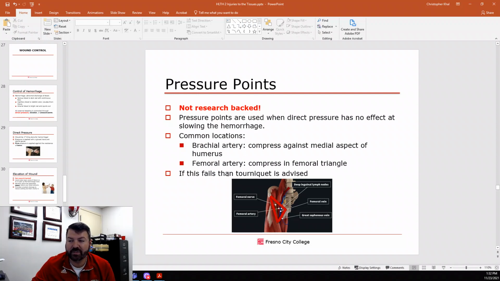The common locations they'll use are the brachial artery, against the humerus, and then the femoral artery, which is in the femoral triangle right up in here in the hip. The brachial one is right in here. You put a lot of pressure right on the inside, but really, it doesn't do a lot. And they always say, well, if that fails, then use a tourniquet. Well, if you have enough pressure on a cut here that's not doing anything, just throw a tourniquet on. You're just going to waste time because the pressure point, or the indirect pressure, is not effective.